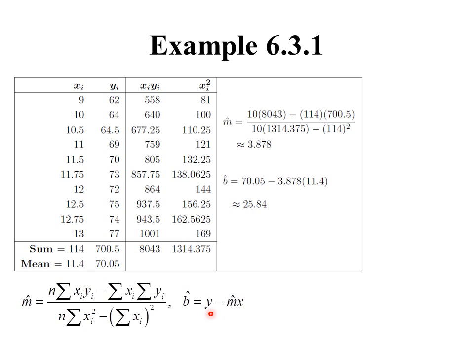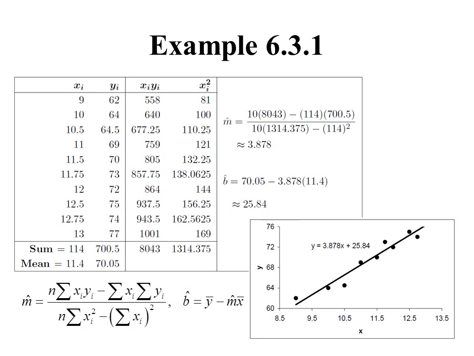b hat is y bar, which is the mean of the y values right here, and then minus m hat, which we just calculated, times x bar, the mean of our x values, which is right there. And so we do all that arithmetic, and we get our y-intercept of 25.84. So put it all together, here's our regression equation. Now if we graph that regression equation on top of our data, it looks like that. And we see that that line does indeed fit the data very well.